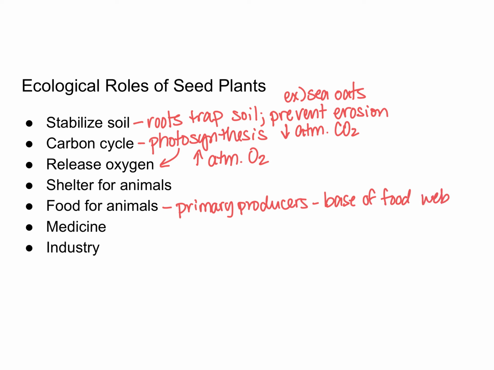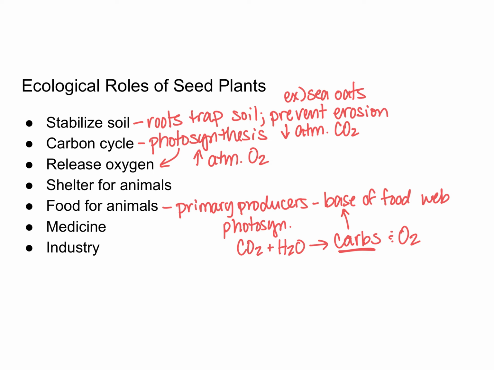And so they do this through photosynthesis. So remember, photosynthesis takes carbon dioxide and water and produces carbohydrates and oxygen. And so those carbs form the base of the food chain. So animals come along, they eat the plants, they steal those carbohydrates, and then they're able to extract energy from those carbohydrates to perform cellular respiration.